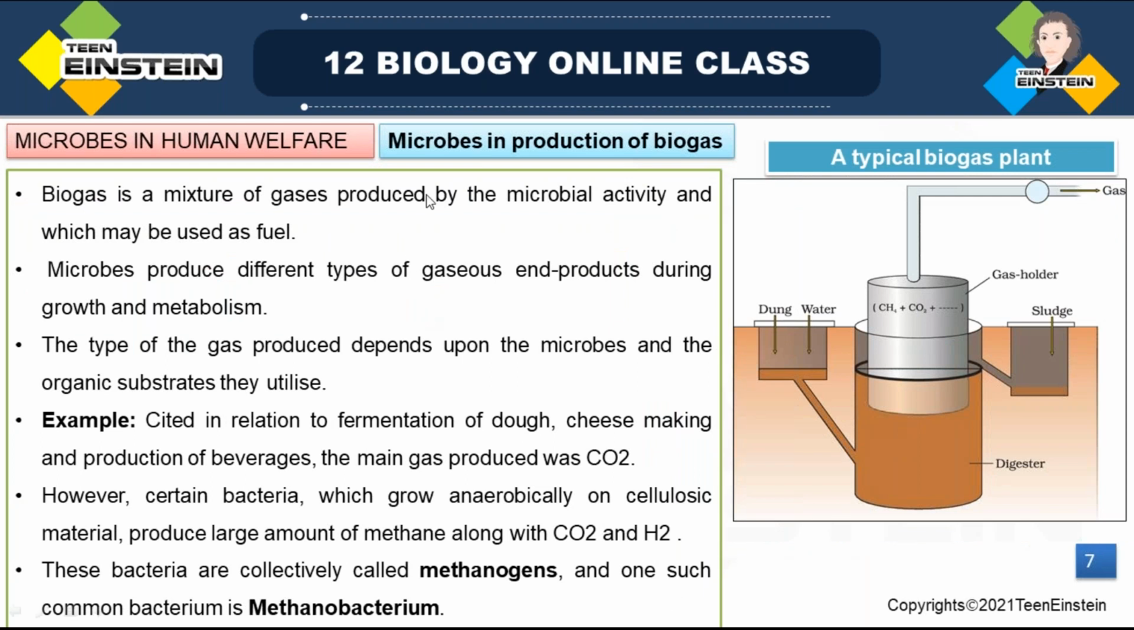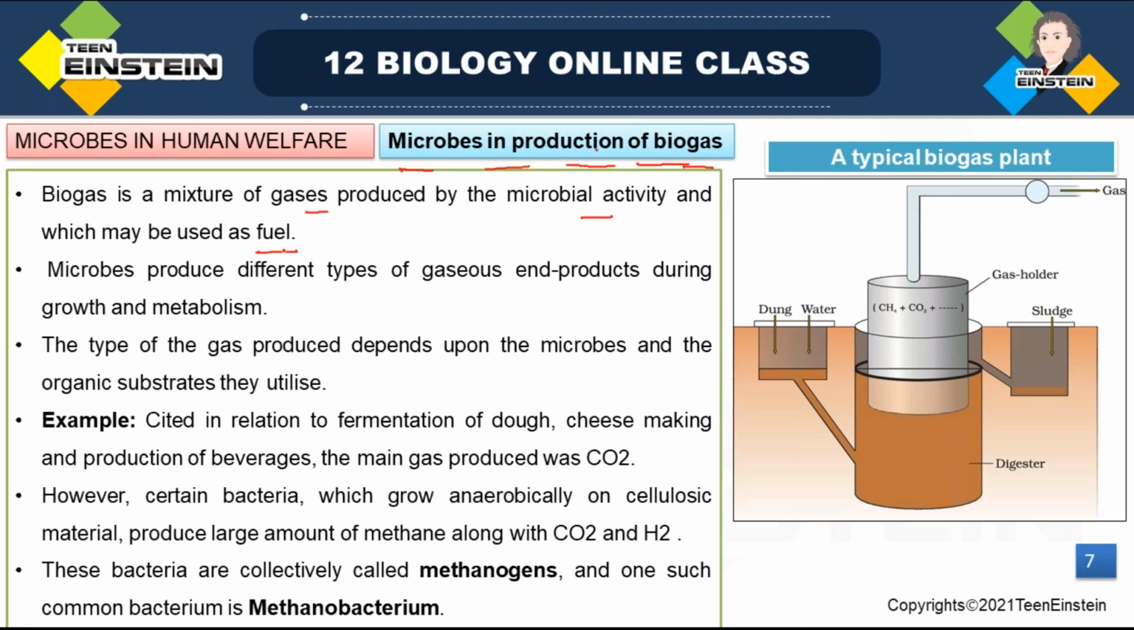Then microbes in the production of biogas. See, first we learned about the role of microbes in a sewage treatment plant. Now we are going to learn about microbes in the production of biogas, how biogas is getting produced. So biogas, you know that it's a mixture of gases produced by microbial activity, and this biogas can be used as a fuel also. So with the help of microbial activity, biogas is getting produced. Biogas means it's a mixture of gases, and this can be used as a fuel.